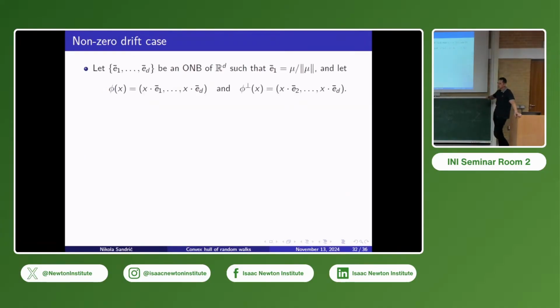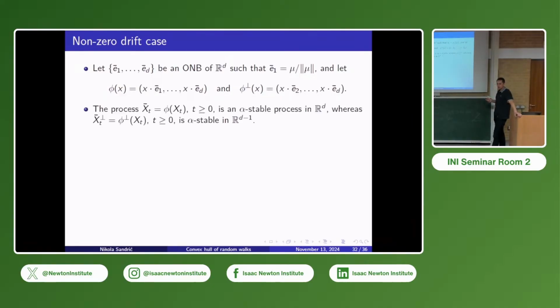Again, the idea is to make these rotations and play the same game as before. So let us do it. So take E bar to be an orthonormal basis such that the first vector is in the direction of the drift. The rest is, of course, orthogonal. Again, we define these two linear mappings as before. So this one is just a rotation, and the second one is just to take the second d-1 components, so the part which is orthogonal to the drift.